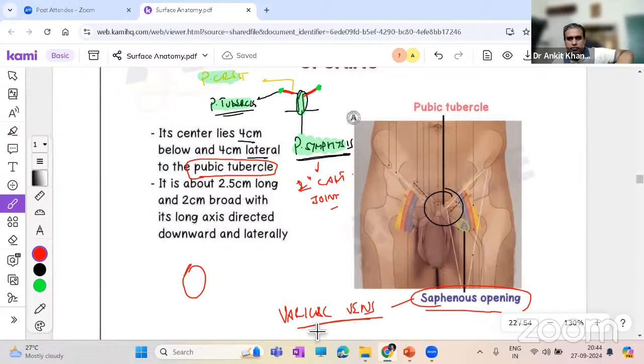And this you can easily block only when you know where the opening lies. So to know where, at 4 centimeter below and lateral, you should know where the pubic tubercle is. To know the pubic tubercle, you should know the pubic symphysis. And to know all of this, you need basic anatomy, right? So this is how you can help with the saphenous opening. Now coming to the nerves.